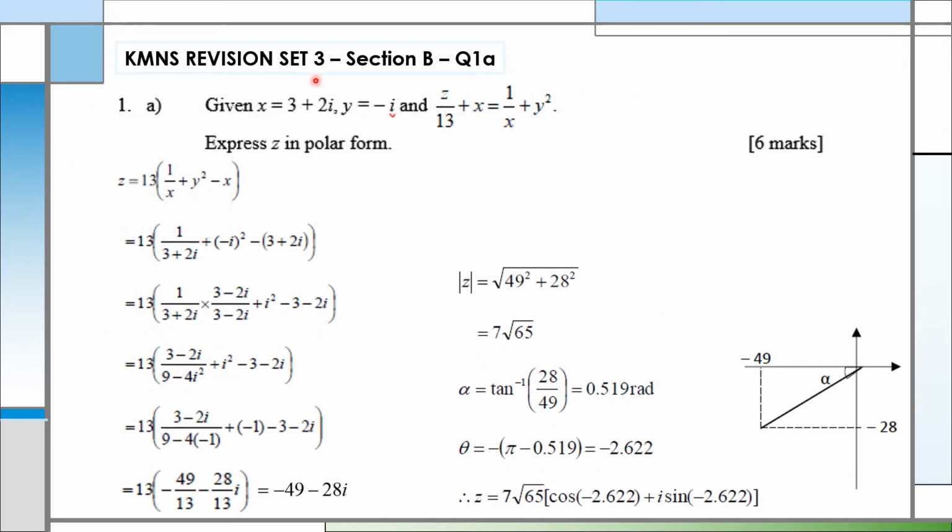Now set 3, it also asks you to express Z in polar form. And as you can see, the steps are always the same: you have to find what Z is first, and then find its modulus, and next find its argument and write it back in polar form.